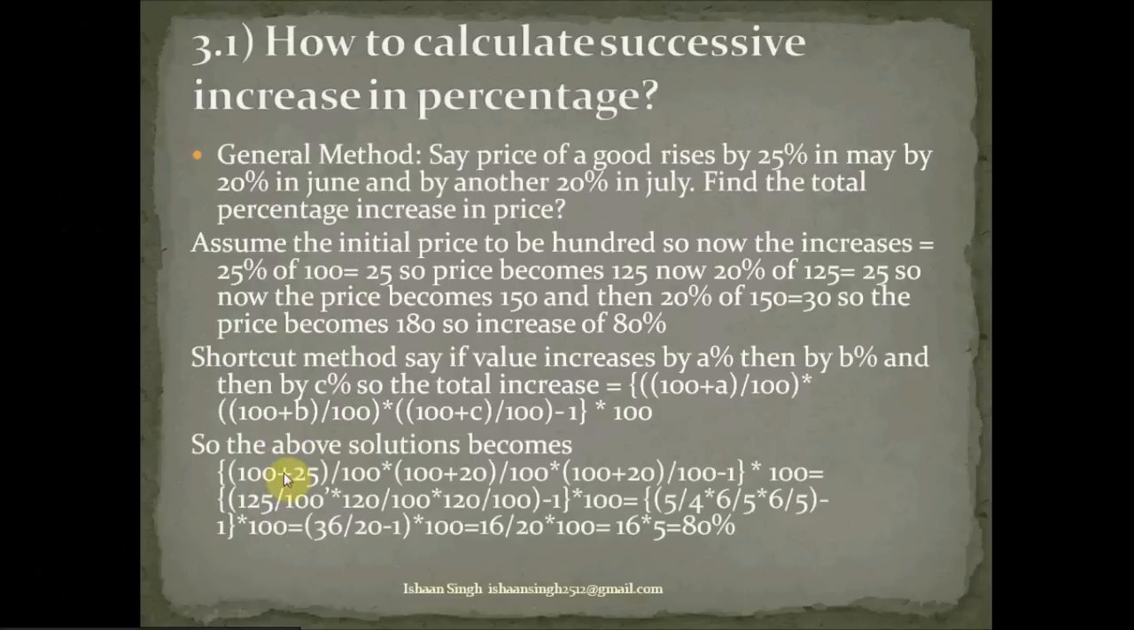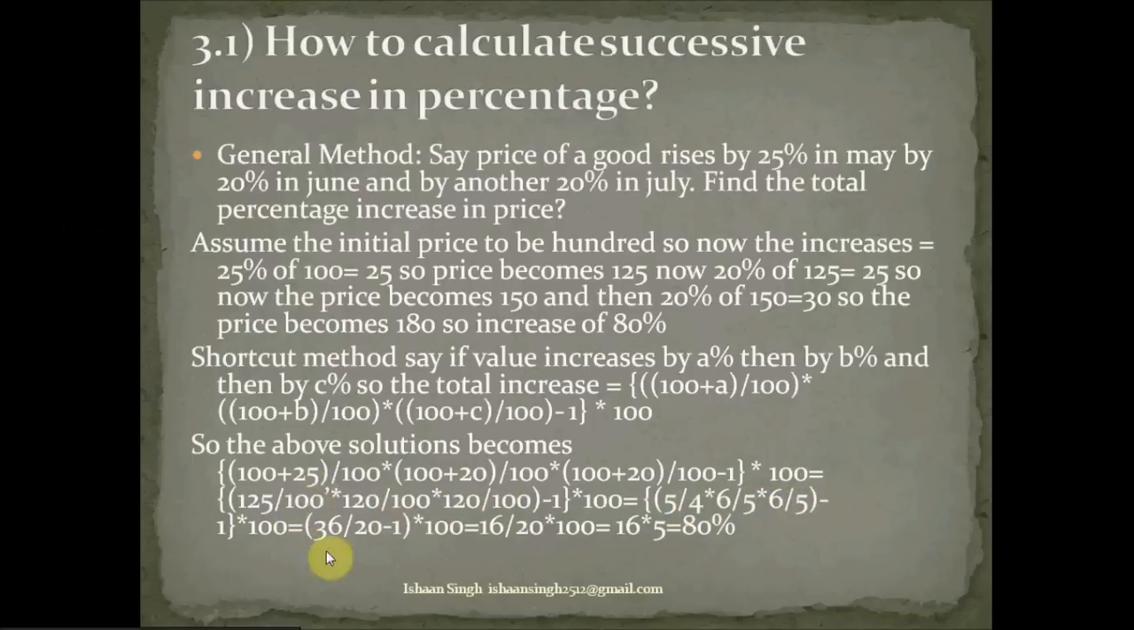In the formula it is (100 plus 25 upon 100) into (100 plus 20 upon 100) into (100 plus 20 upon 100), minus 1, into 100. So this becomes equal to 125 by 100 into 120 by 100 into 120 by 100, minus 1, into 100. 125 by 100, divided by 25, becomes 5 by 4. 120 by 100, divided by 20, becomes 6 by 5. Again this becomes 6 by 5, minus 1, into 100.